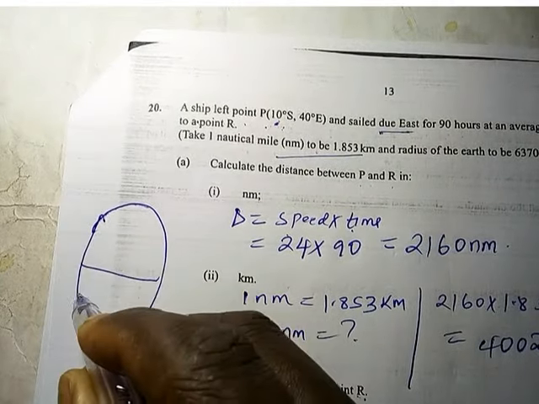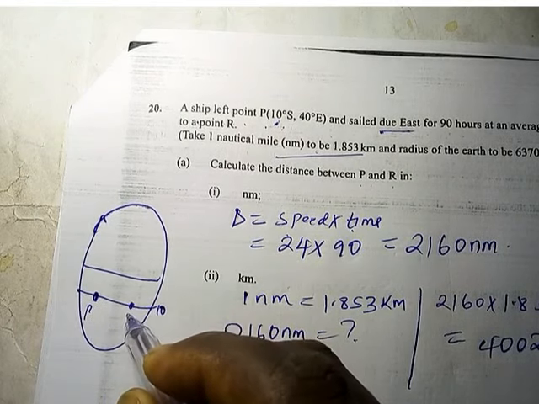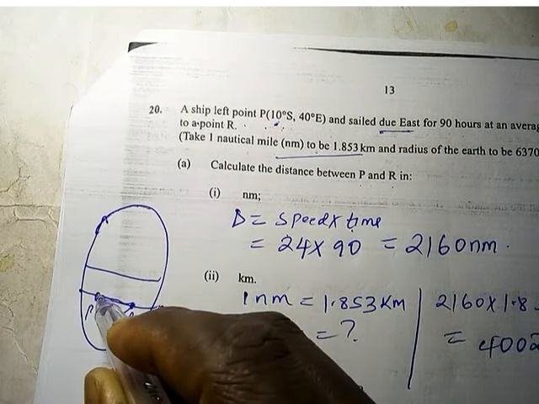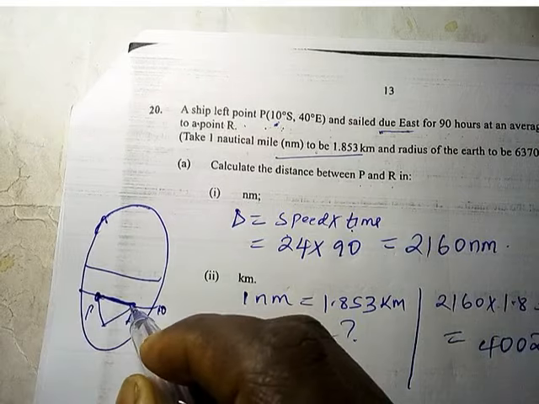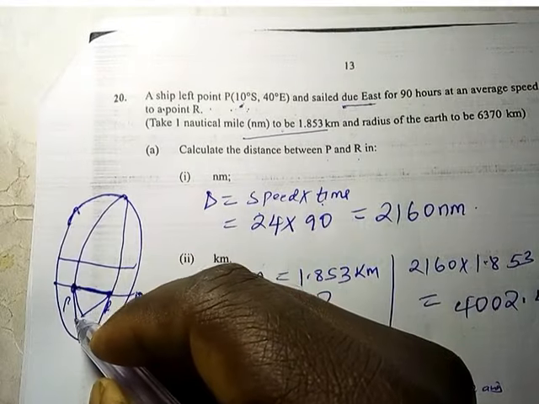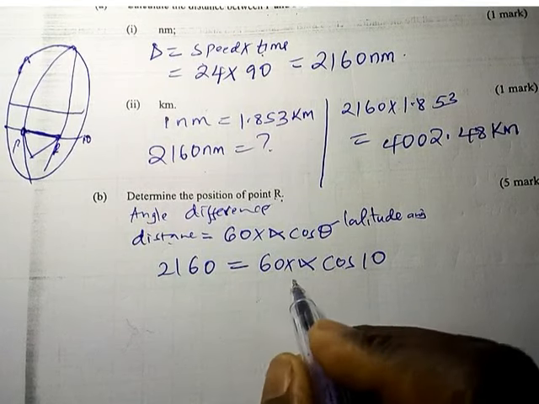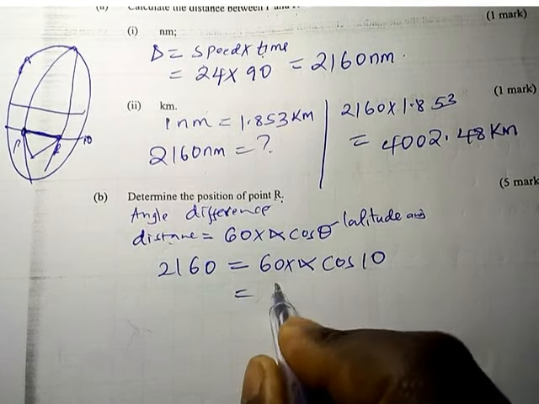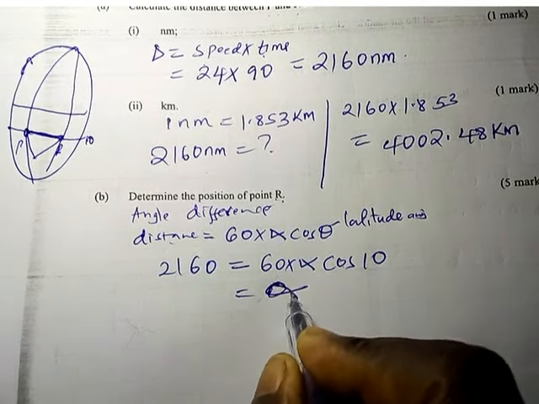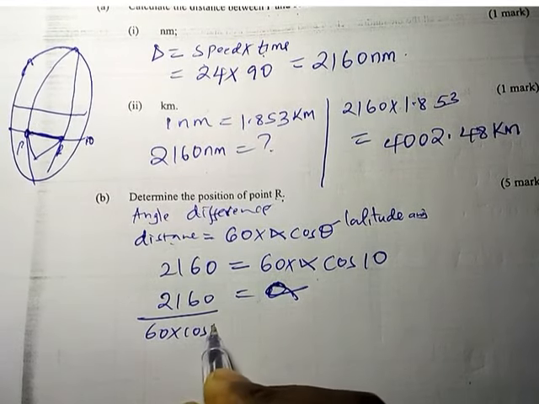That is, this is the equator, so this 10 is here. This point P is here and R is here. What they are sharing is this 10. You are moving from here up to here, so they are on the same latitude. What is changing is the longitude. So alpha will be equal to 2160 divided by 60 times cos 10.